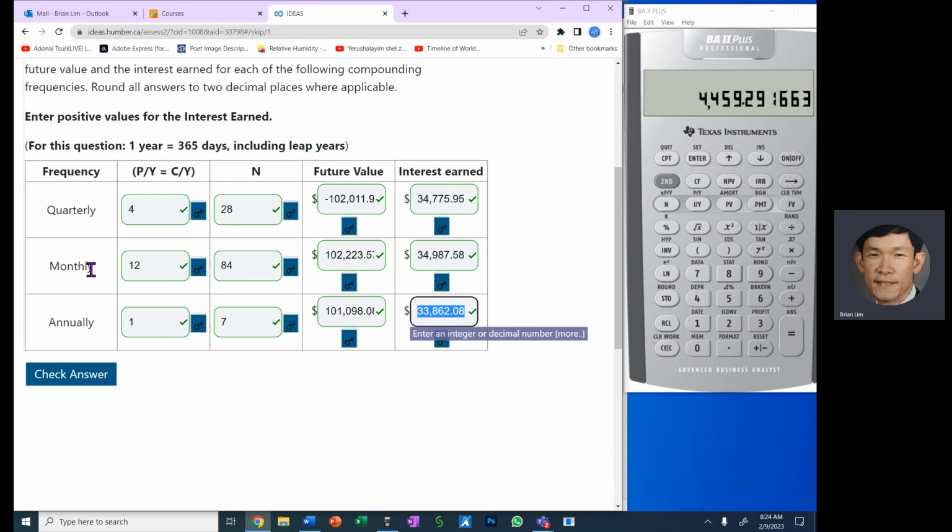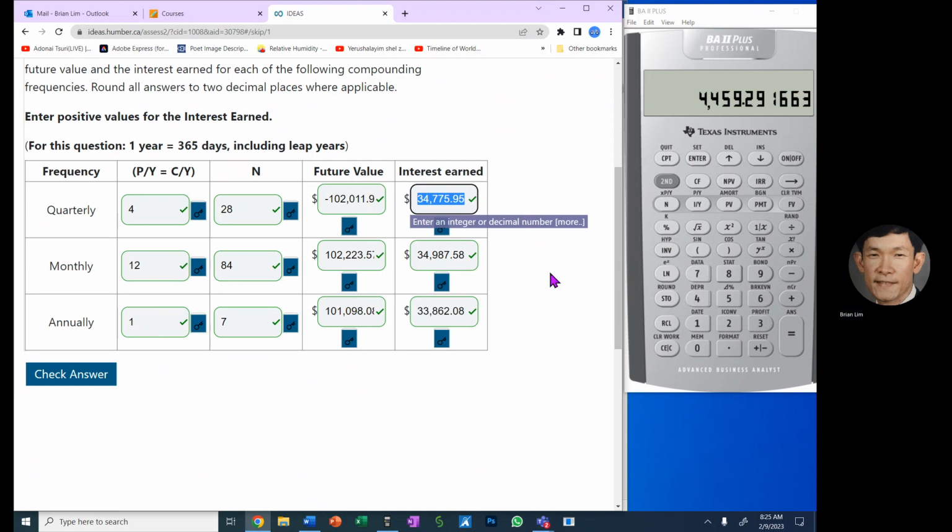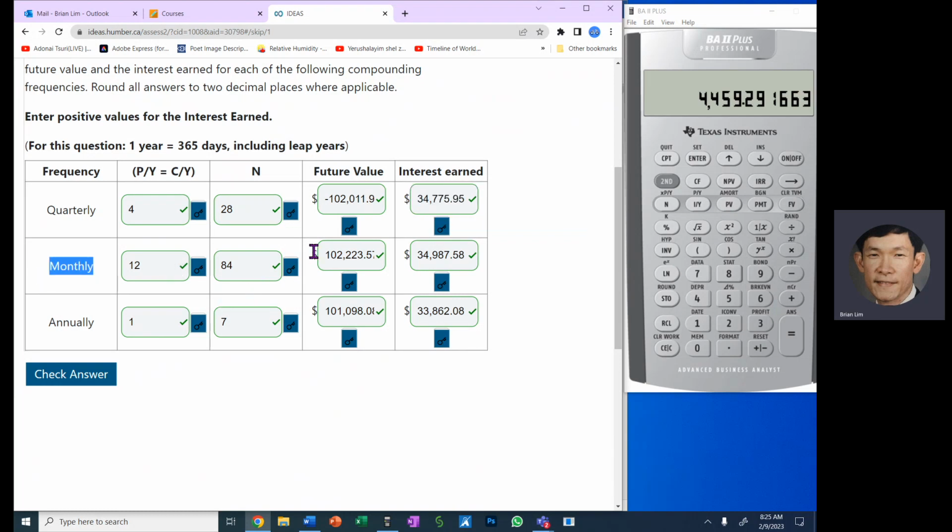When it's monthly, okay, quarterly, it's a little bit more for the future value, 102,011, okay, and $34,775.95 for the interest earned. But when it's compounded monthly, you see they get the highest future value, $102,223.57. And the interest earned, of course, would be the highest for these three, $34,987.58.